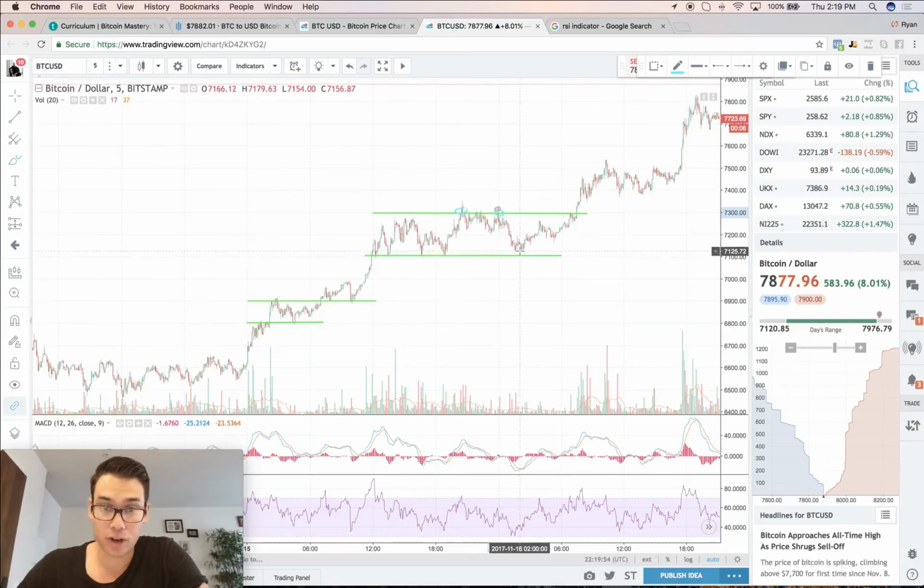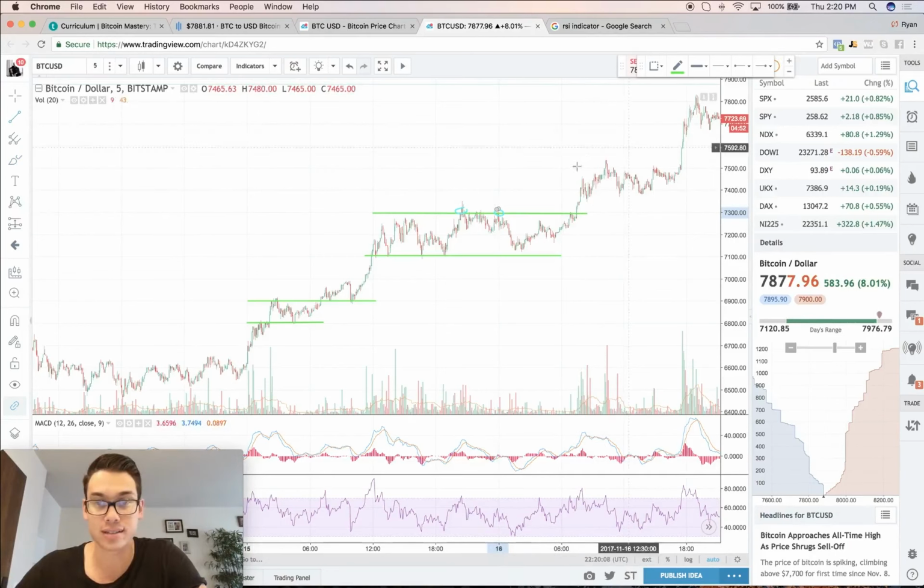Obviously, this was a quadruple bottom. We had much support right here, a lot of buyers, and eventually the buyers came through and broke through this resistance level of 7,300 and made its way up to new highs. And that's where the next resistance level will be established, at the new highs of 7,500.